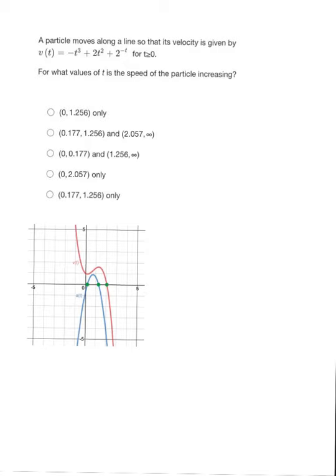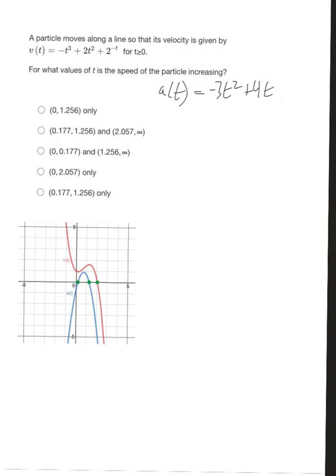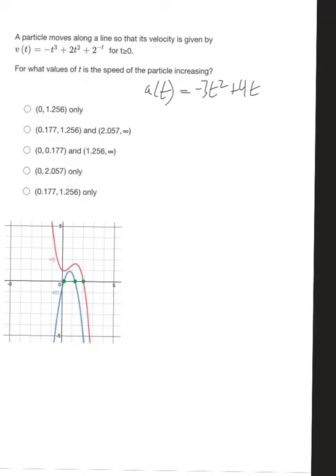And so first thing I need to do, of course, and we'll look at the graph I have down here in a minute, is to figure out what the acceleration function is. They gave me velocity, so that was nice. So a of t is, of course, just the derivative of that. Little power rule to start. Negative 3t squared plus 4t. I think I might need a little more room.